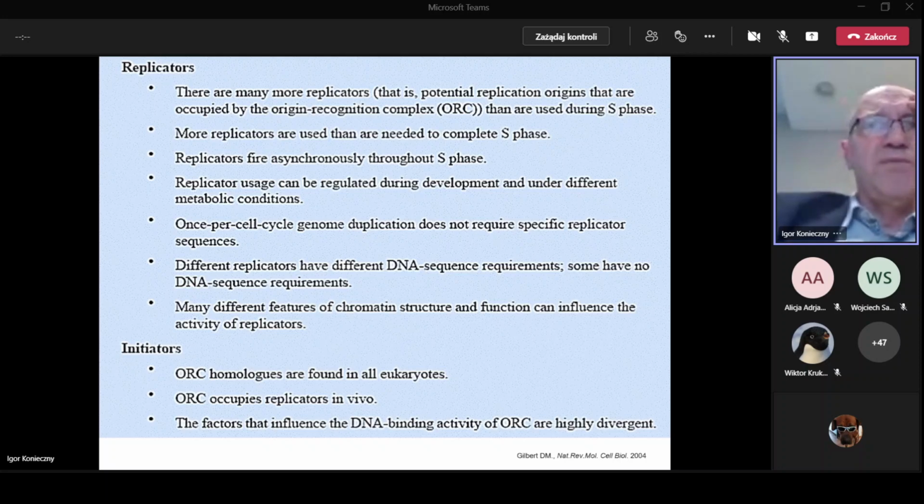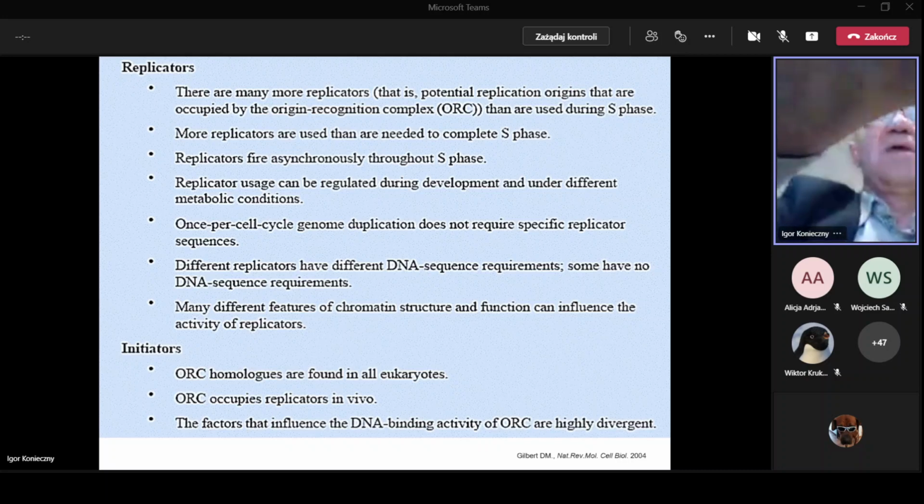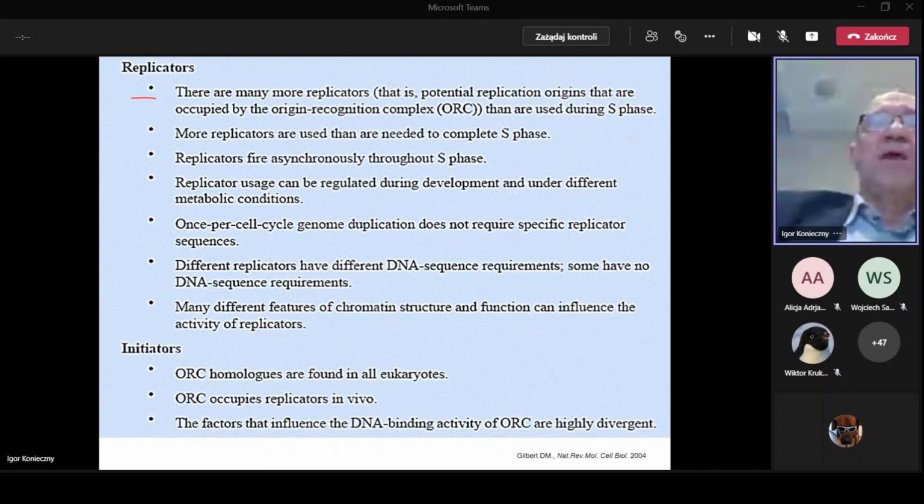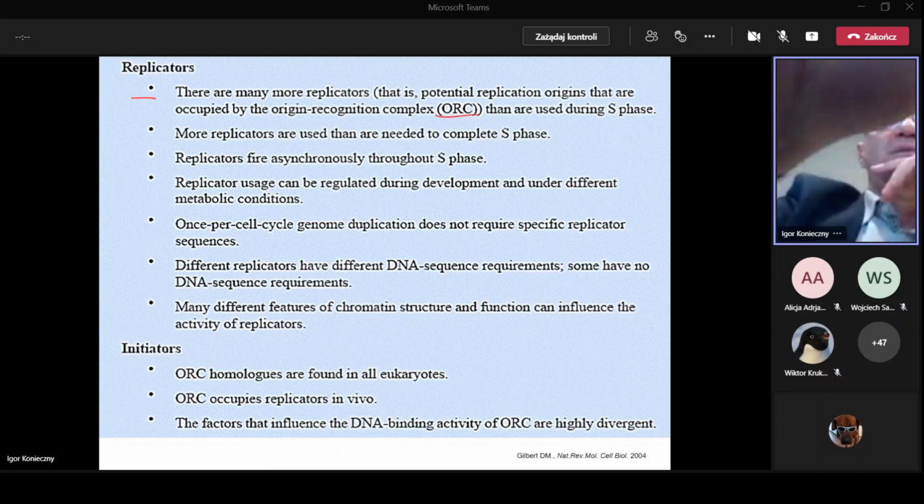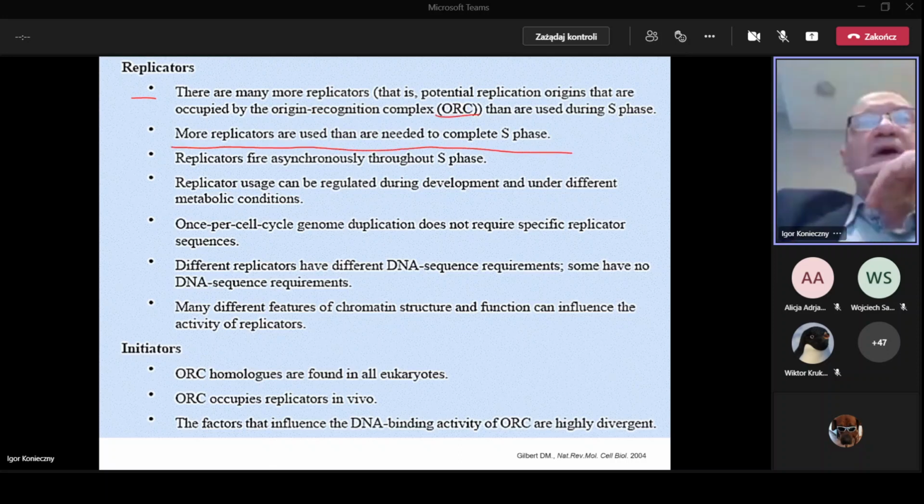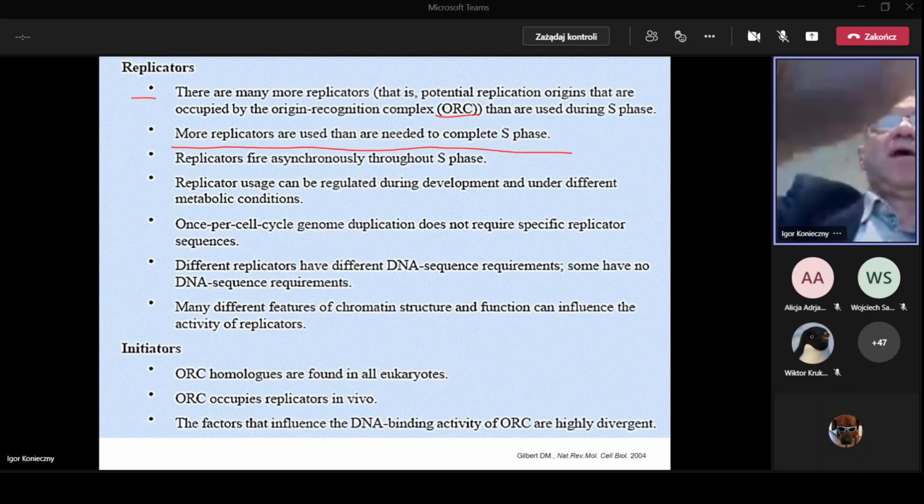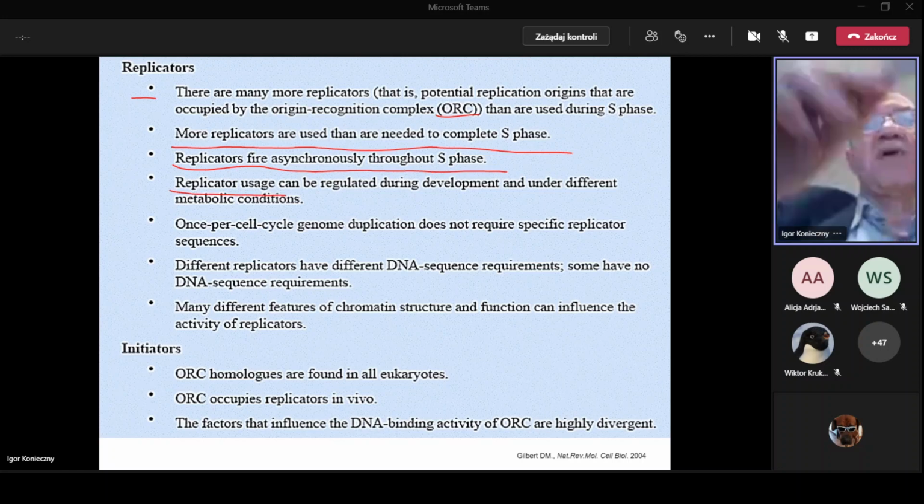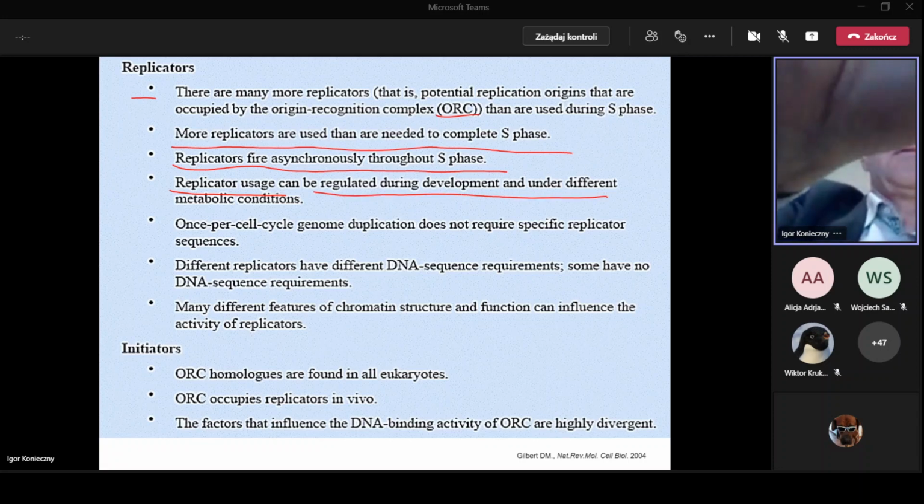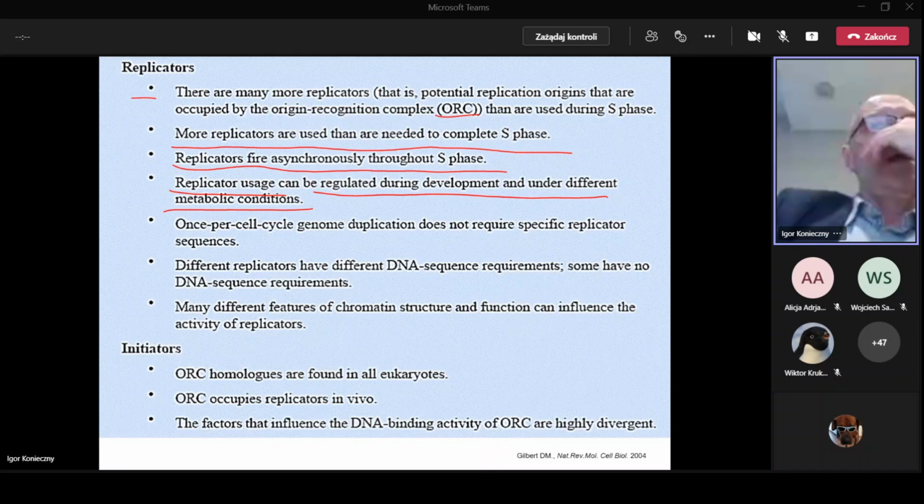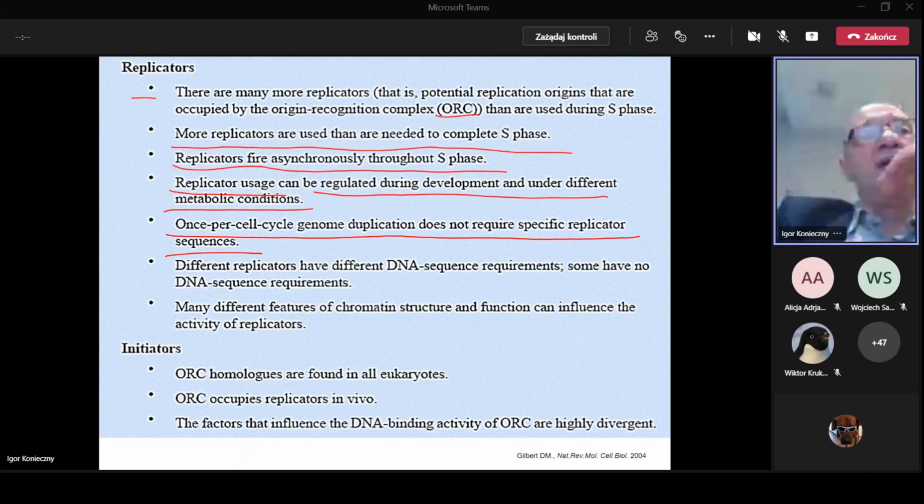You can read later about this. There are very many replicators occupied by origin recognition complexes. More replicators are used than are needed to complete S phase. Replicators fire asynchronously through the S phase. Replicator usage, so origin usage, can be regulated during development and during different metabolic conditions. And once-per-cell genome duplication does not require specific replicator sequences.